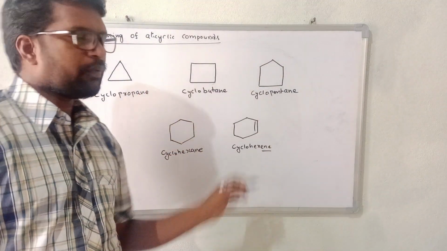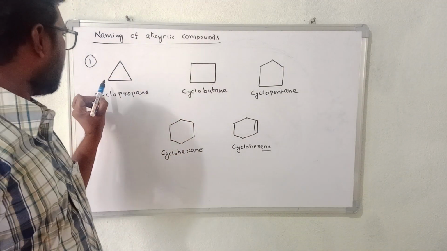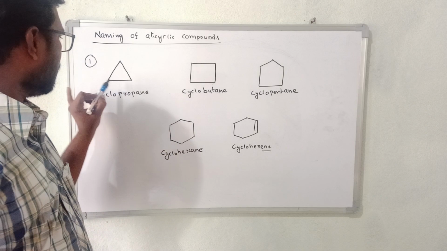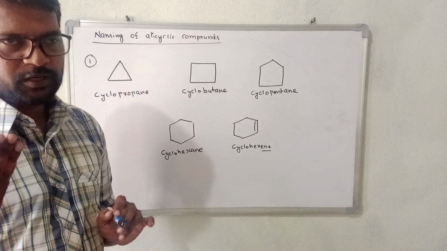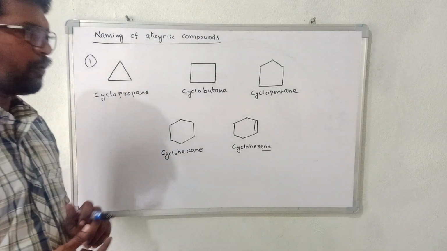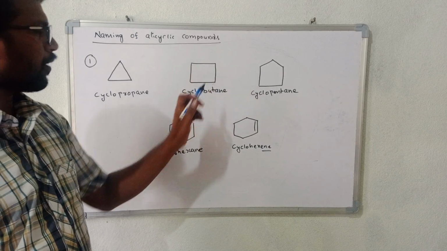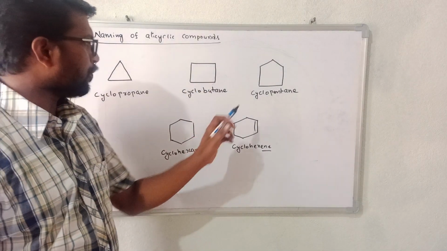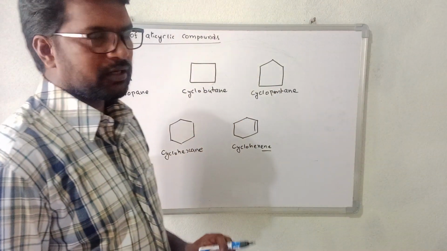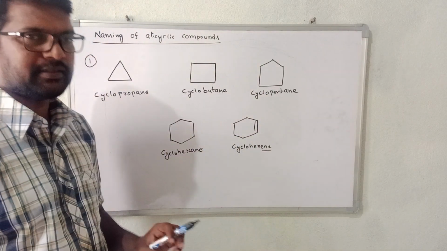So alicyclic compounds means nothing but cyclic compounds. And here at each corner one carbon is present. So 1, 2, 3, 3 carbons means prop. All are single bonds, so it is propane. And here a total of 4 carbons are present. All are single bonds, so it is butane. 5 carbons, all single bonds, pentane. Cyclically present, so we can write cyclopentane.